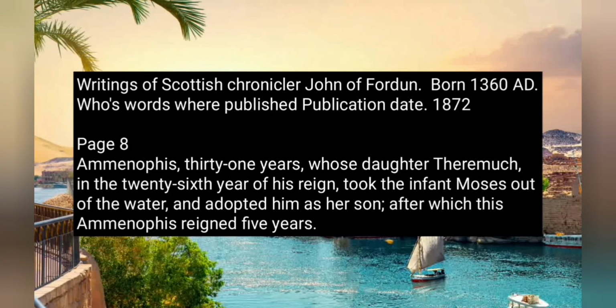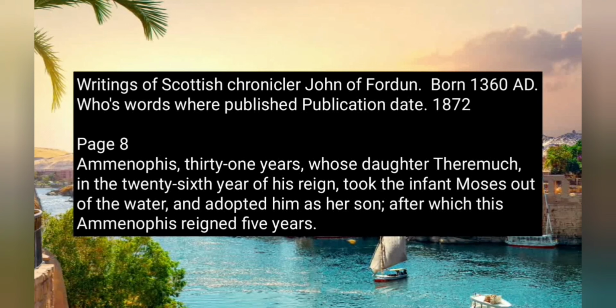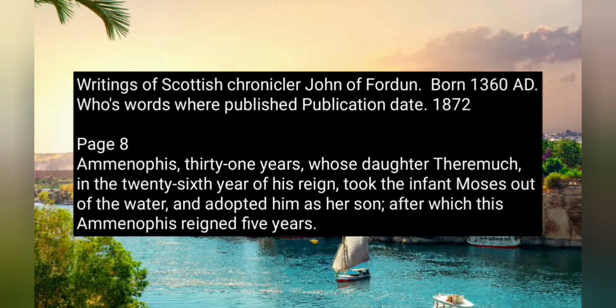Amenophis, which is a variation of the word Amenhotep, 31 years, whose daughter Thermuth, in the 26th year of his reign, took the infant Moses out of the water and adopted him as her son, after which this Amenophis reigned 5 years.